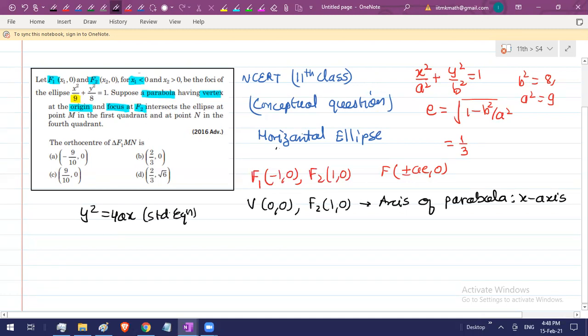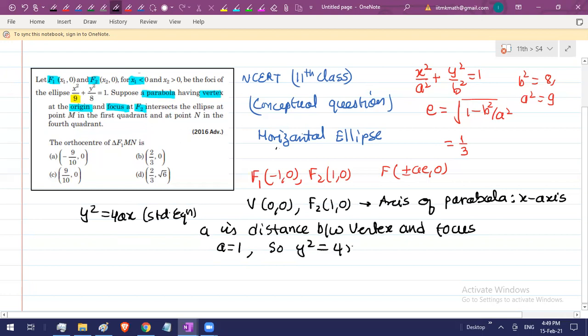Here you can see that this a is the distance between the vertex and the focus. So a is equal to 1 according to the data given in the question. So the parabola is very simple: y square is equal to 4x.